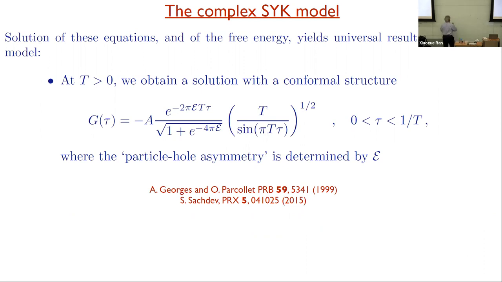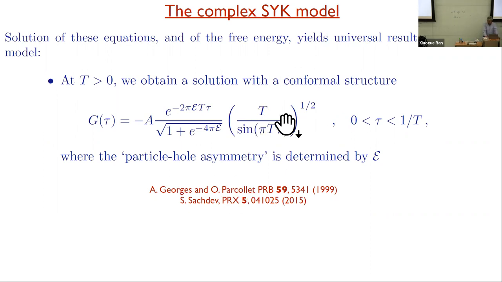In the limit that temperature and frequency are much, much smaller than U, but omega over T is arbitrary, we can find a solution. So G of omega is given by, well, I'll show you the expression in a minute. This is in time.